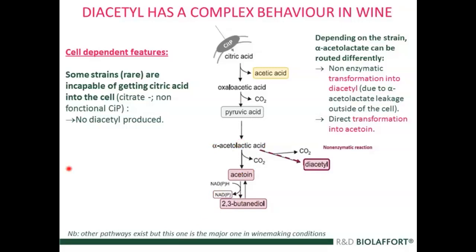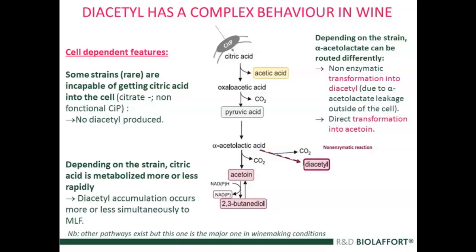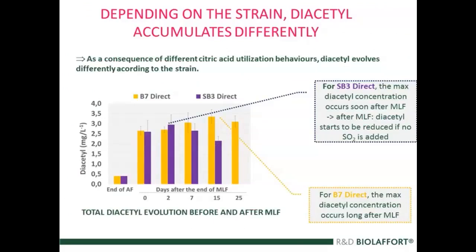There's also another feature that complexifies even more the diacetyl production in wine, is that strains have different abilities to degrade citric acid. They degrade it more or less rapidly, meaning that diacetyl will accumulate more or less simultaneously to malolactic fermentation. Let me show you a graph that will make that a little clearer for you, I hope.